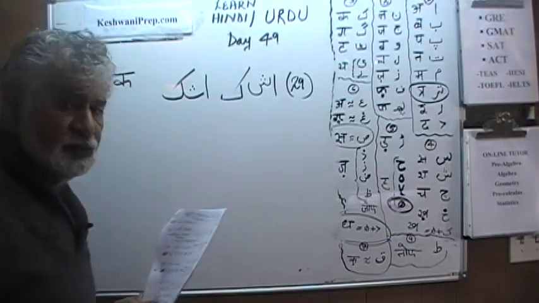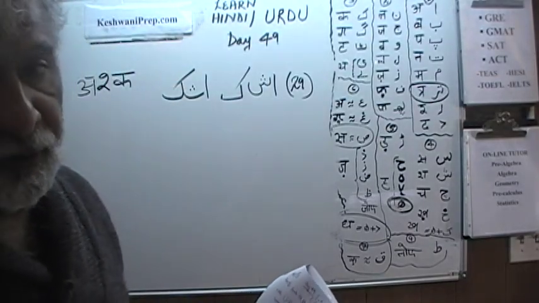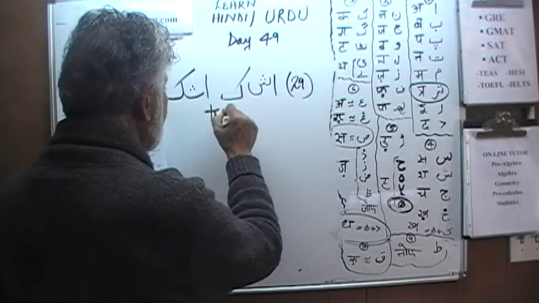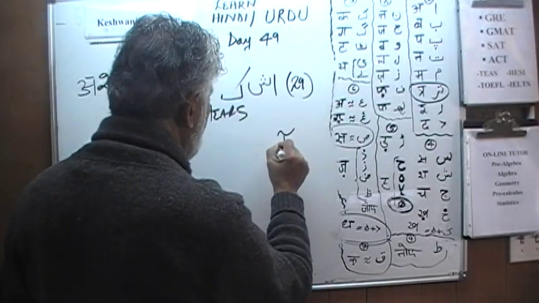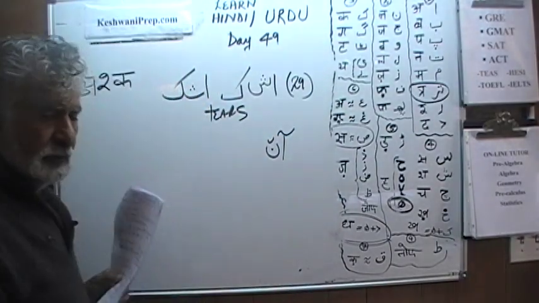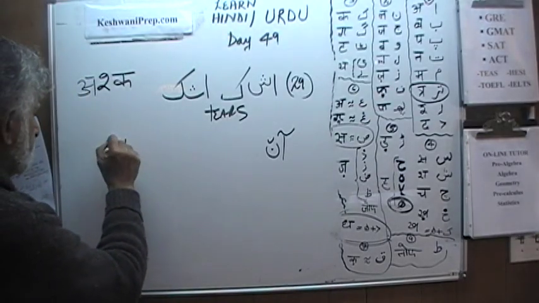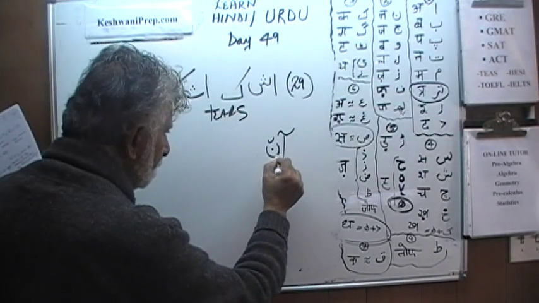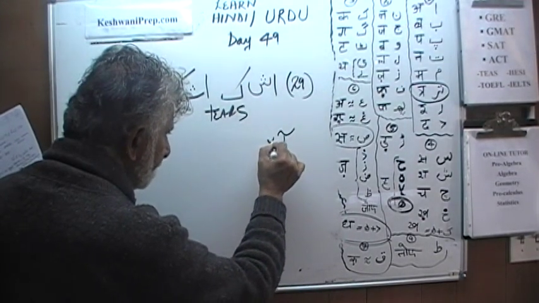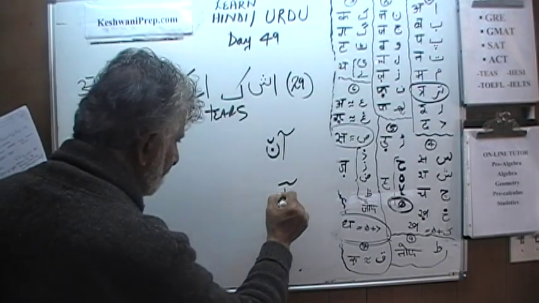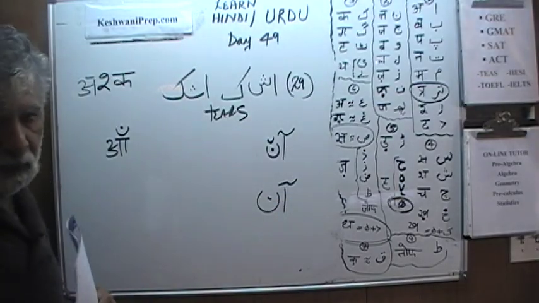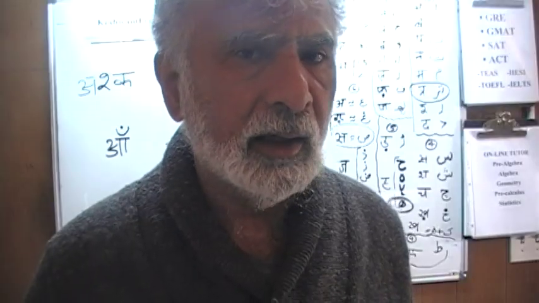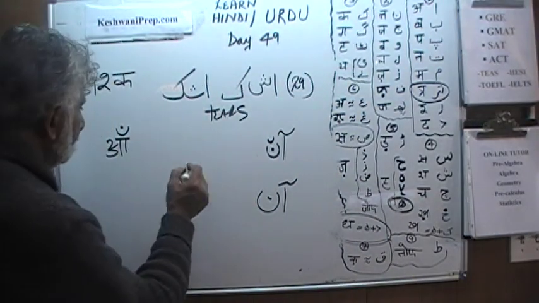Another synonym of ashk is also something we learned day before yesterday. I believe it was ansu, tears. This is what we need, which is why we put a noon, full noon, and then this symbol. Without that symbol, it will just be an. That reads an. We don't need an, we need an. Nasalized N. An. And then su.